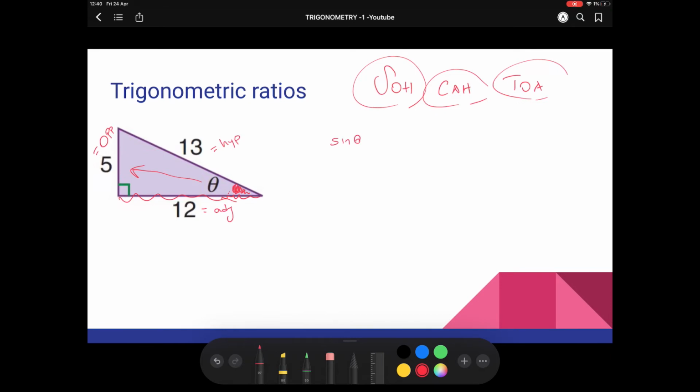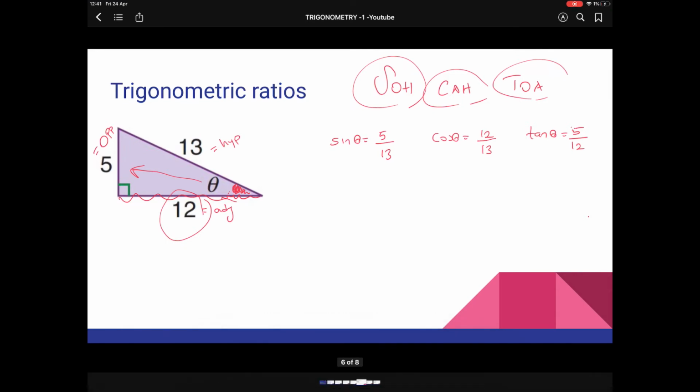So I can say sine of this angle is going to be 5 over 13, because opposite is 5, hypotenuse is 13. Cosine of this angle is going to be adjacent over hypotenuse, so 12 out of 13. And tangent of this is going to be 5 over 12, the ratio between the opposite and adjacent. This is how we figure out the relevant ratios in a right angle triangle.